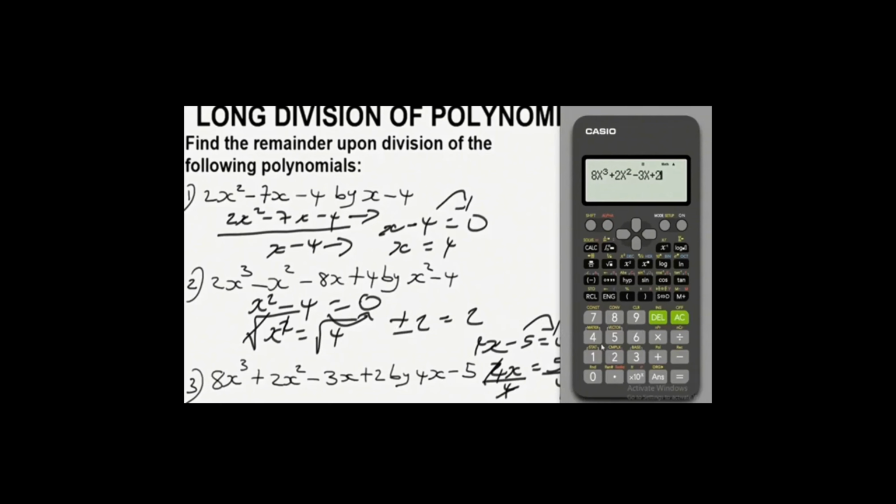Alright, we have it to be 17. So the remainder for this polynomial is 17. It's as simple as this. So guys, this is basically how you can solve problems involving long division of polynomials using the Casio Fx-991 ES plus second edition scientific calculator in seconds from multiple choice questions.